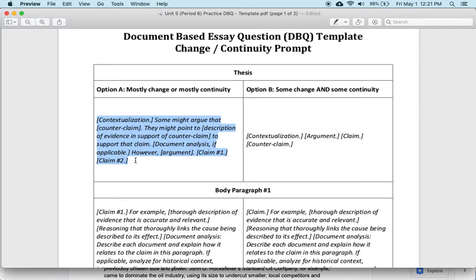And so, in order to get the point for what they call argument complexity, argument development, I have to explore the counterclaim in the thesis because I'm going to focus on one side of the question. It just so happens to be change. I'm going to argue that the Gilded Age primarily changed things. So in my thesis, I'm going to address how some people would argue otherwise, that the Gilded Age primarily kept things the same. In doing that, I'm earning a point on the College Board's rubric.